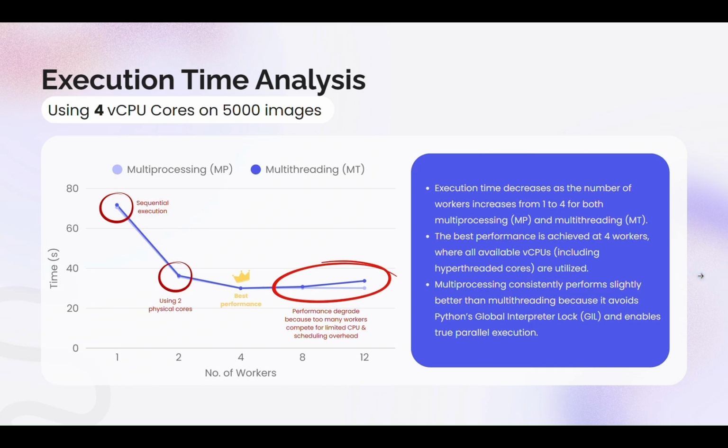However, if you notice, the performance gain from increasing the worker count from 2 to 4 is smaller than the gain from 1 to 2 workers. This is because the hyper-threaded cores do not provide the same performance as physical cores. Overall, multiprocessing performs slightly better than multi-threading because it avoids Python's global interpreter lock, which is the GIL, and enables true parallel execution.